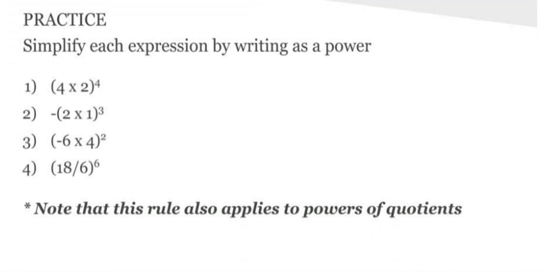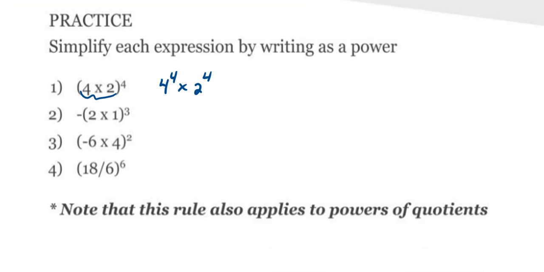Okay, let's practice. Can you guys do these ones for me? Okay, so the next one here, well, this negative out front is just kind of hanging out there, right? I'm going to leave it alone. I'm just going to leave it hanging out front there, and then apply this 3 to both of those. So this will still just be negative, and then 2 to the power of 3 times 1 to the power of 3.